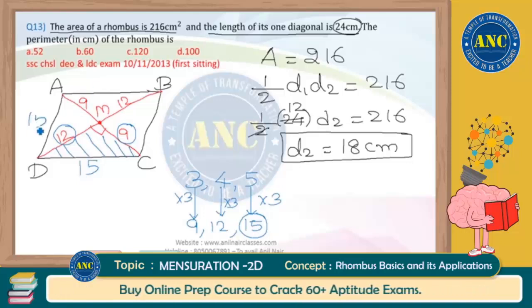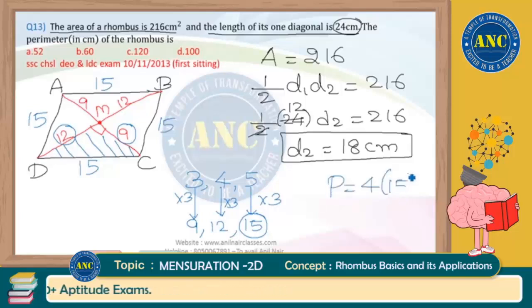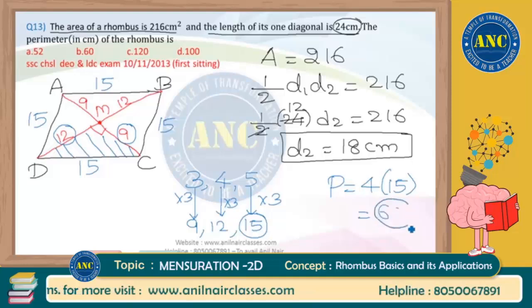This also is 15, this is 15, BC is also 15. The perimeter is 4 times 15. The answer for this question is 60 centimeters, which is option B. Very easy once you understand it, sir.